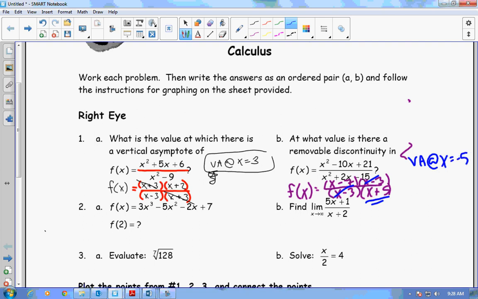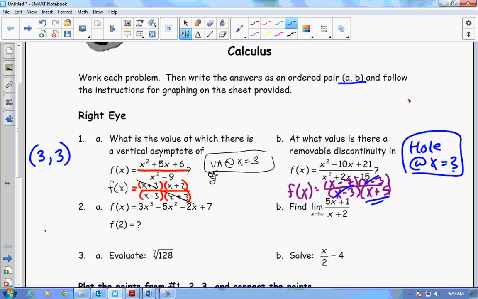X equals -5. So it tells you in the directions, part A and part B, create your ordered pair. So the point on the graph would be... Oh, it wants the removable. I didn't read the directions. Yes. Thank you. A hole at x equals 3. So the point you'd be plotting is 3, 3. Okay, because 3 from part A is the x, 3 from part B is the y.